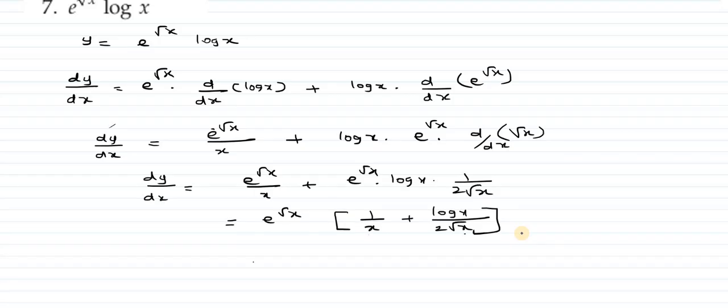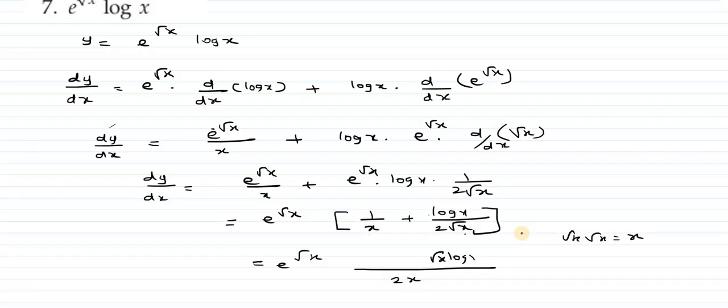So if you take 2x as LCM, here you need to multiply by root x, right? Root x into root x is x. So multiply by root x log x. Here you need to multiply by 2. Okay. So this will be your answer. Next one.